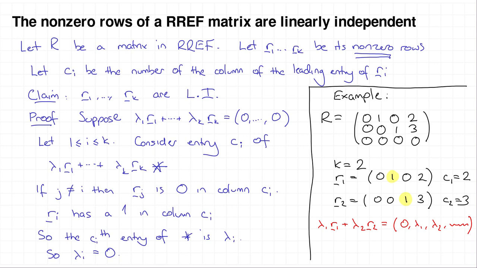Anyway, the point is that if we look at what happens in column c1, then as I said in the proof, you just get lambda 1. And if you look at what happened in c2, then because all the other entries in column 3 were 0, except for the 1 in row 2, we would get just a lambda 2 there. And so if this thing were equal to the zero row vector, I can immediately read off that lambda 1 must be 0 and lambda 2 must be 0. So in some sense, the non-zero rows of a row-reduced echelon form matrix are obviously linearly independent, because when you write down a linear combination equal to the zero row vector, you can see straight away that the coefficients of that linear combination must be 0.